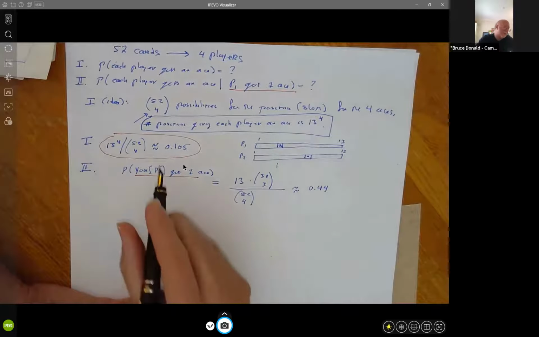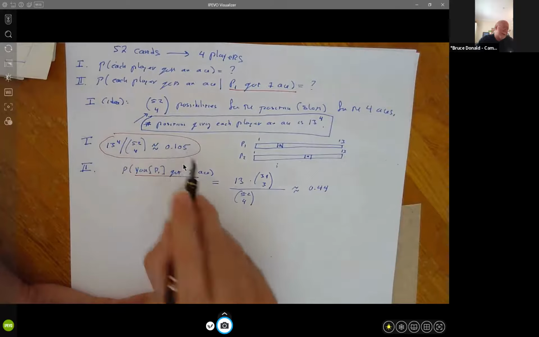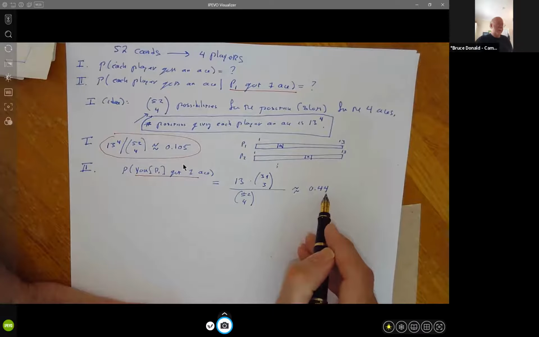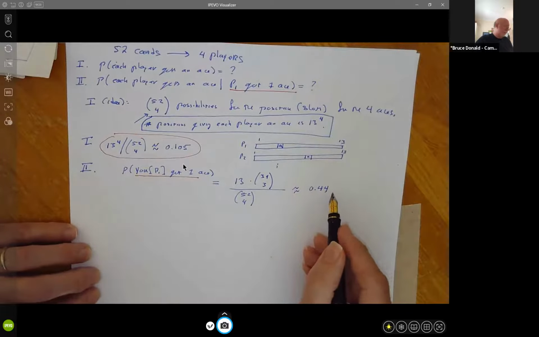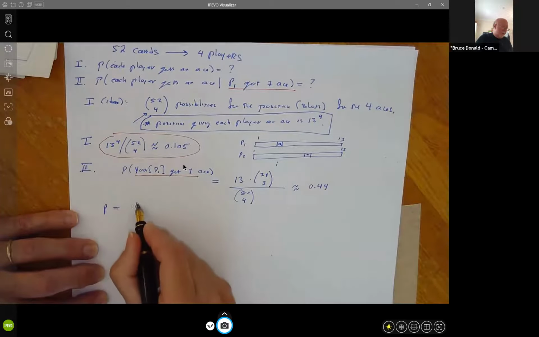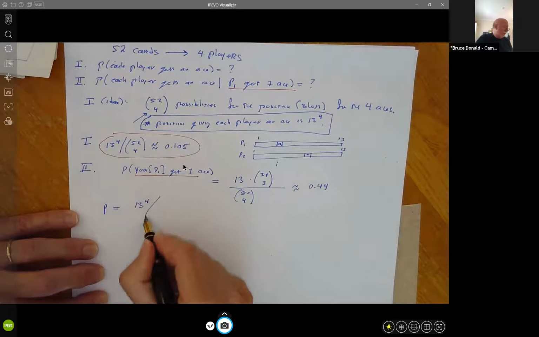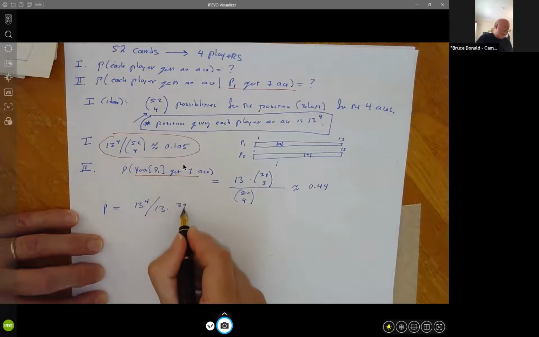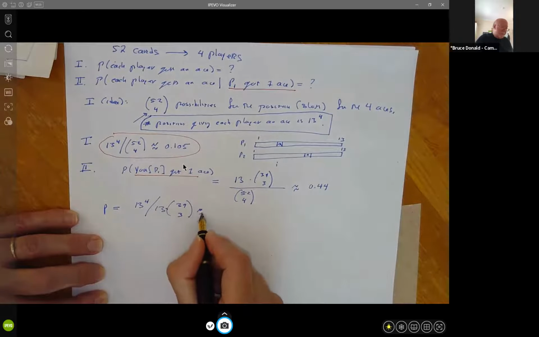So we have to take this probability here for 1 and divide it by this. And kind of fortuitously for the calculation, this very big number, 52 choose 4, appears in the numerator and denominator, and so therefore it cancels out. And so the answer becomes 13 to the 4th over 13 times 39 choose 3, and this is equal to 0.24 approximately.